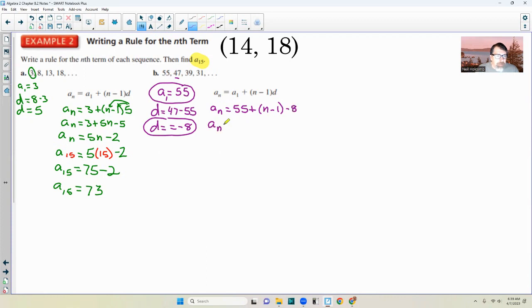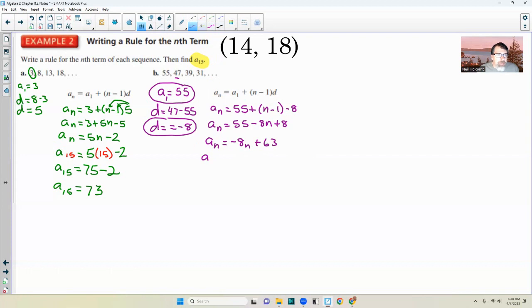So a sub n is going to equal 55 plus, just kidding, I don't like writing plus or minus. A negative times a positive is negative, so plus a negative 8n is minus 8n. And then a negative 8 times a negative 1 is plus 8. Okay, so a sub n, if I rearrange this, is going to be negative 8n. And then 55 plus 8 is 63. So it's negative 8n plus 63. Okay, that's the rule.